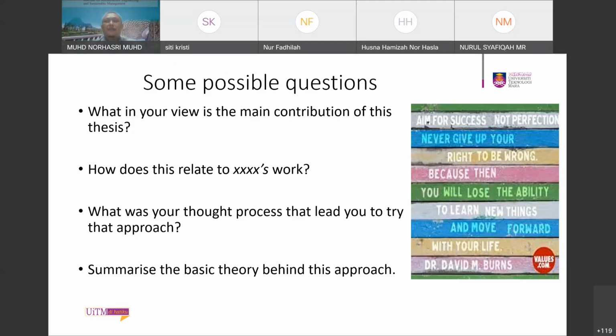And then last but not least, summarize the basic theory behind this approach. It means that if you are presenting a new theory or approach, what triggered you to create or form this new theory? If your study is focusing on new theories, in terms of fundamentals, you need to prepare yourself deeply and critically. All right, okay.